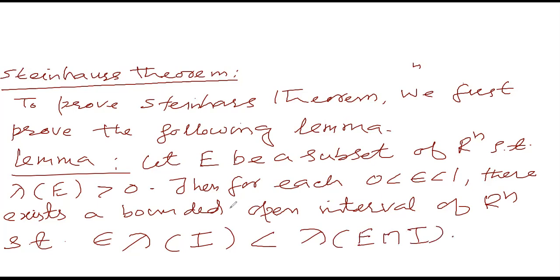You can easily illustrate this theorem for one-dimensional space. You fix some subset E of R with Lebesgue measure positive. You fix some interval, then you choose any epsilon positive. You will always find such an interval I such that epsilon times Lebesgue measure of I is less than Lebesgue measure of E intersection I. So do it yourself for R and construct some example. Take E, any subset of R having Lebesgue measure positive. Then fix your epsilon, say epsilon equal to 1 by 2. You will find a bounded open interval I of R such that epsilon times Lebesgue measure of I is less than Lebesgue measure of E intersection I.